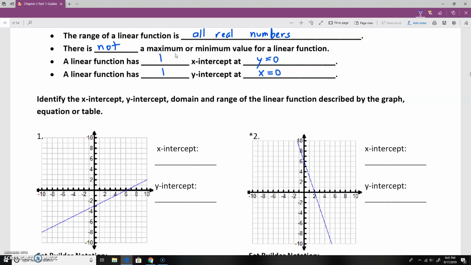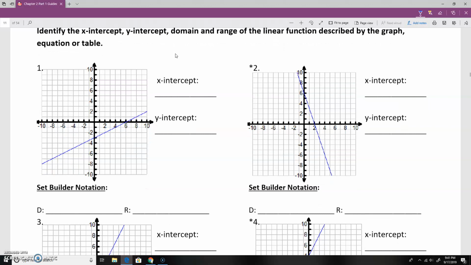So let's look at some of these examples. First, let's look at finding these things from a graph. If we look at this graph here, our x-intercept is where this hits the x-axis, which will be that point there, which is the point 6, 0. Okay, notice our y value is 0. The y-intercept is found here, at the point 0, -3. Almost wrote that backwards.